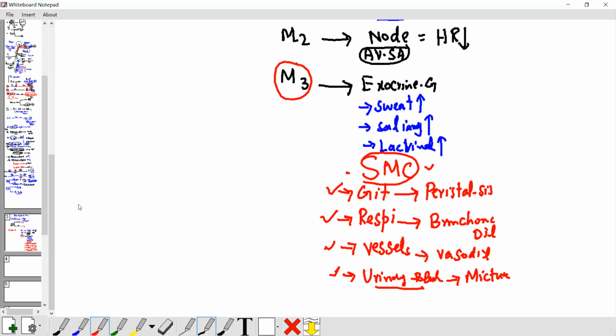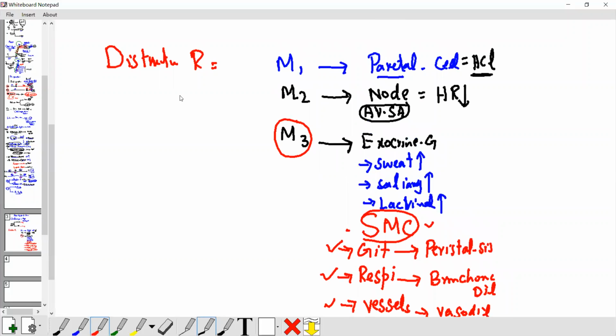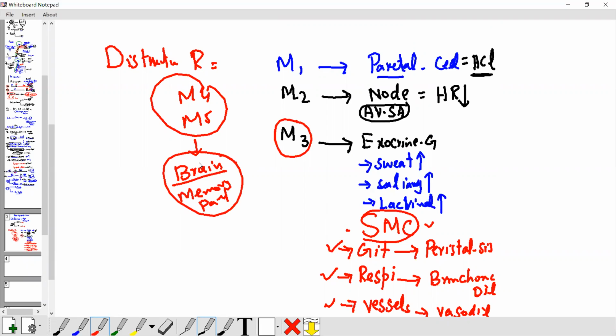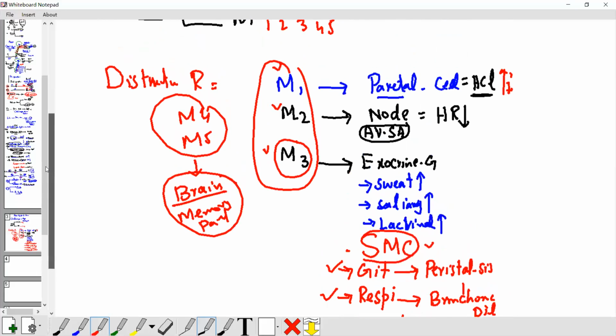M3 receptor. But the location for M4 and M5: these two receptors are present in the brain, in your memory area. Understand? M1, 2, 3 is very important. If you use a drug to stimulate the parasympathetic system, does your HCl increase or decrease, heart rate increase or decrease, secretion increase or decrease, peristalsis increase or decrease? So this is the location of M1, M2, M3, M4, and M5.